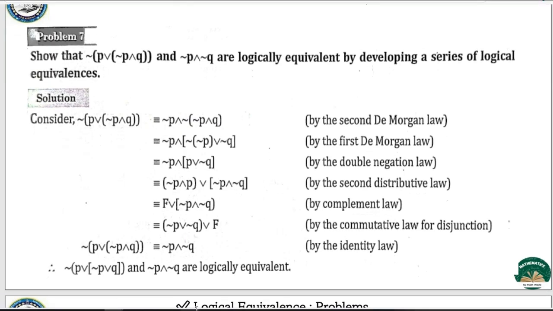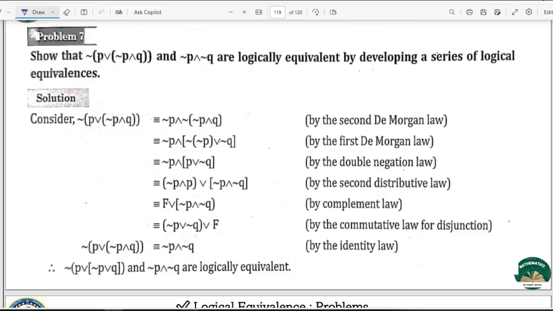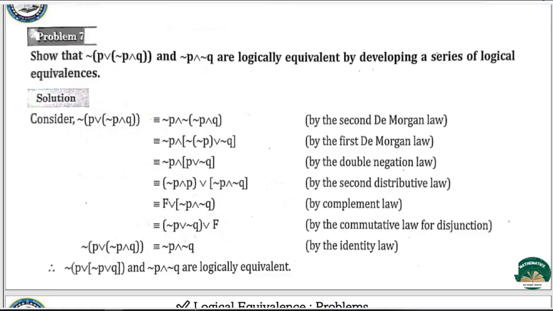Then the last one, we can prove this by using the laws also. See here how to prove this: we have to prove negation of p or negation p and q is equal to negation p and negation q. We'll take the first one by the second De Morgan law. Or will change to and, that is negation of p or q can be written as negation p and negation q. So we are just changing it by using the De Morgan law.